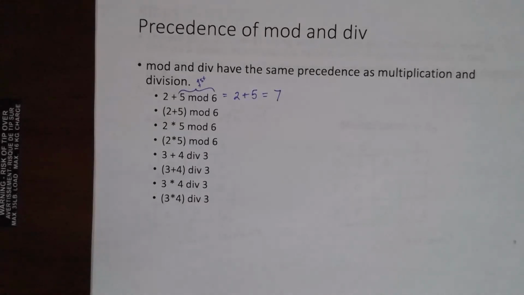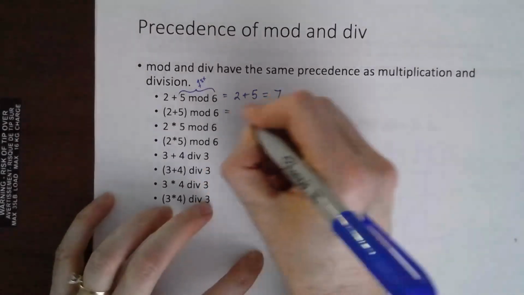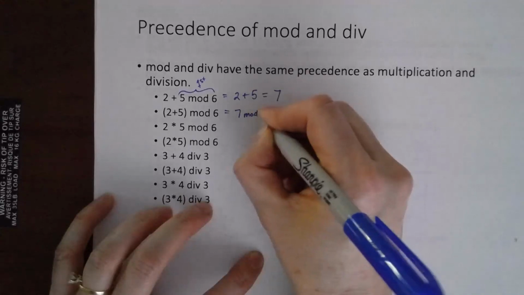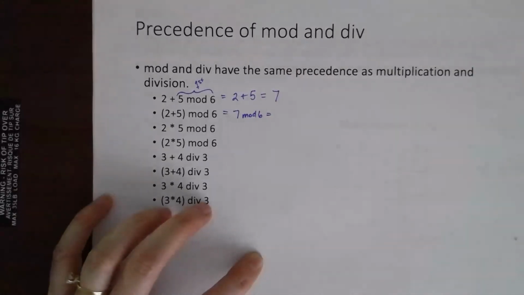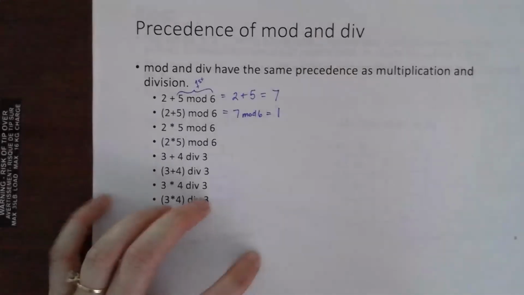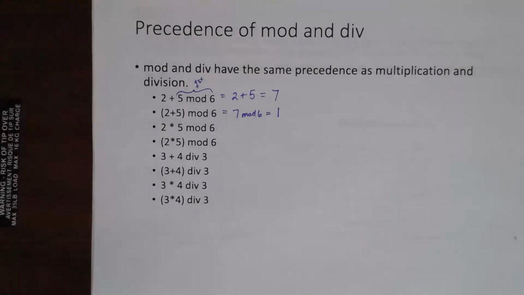However, if I put parentheses around the 2 plus 5, now my parentheses change the precedence. And so the 2 plus 5 is done first, and this will become 7 mod 6. And 7 mod 6 is 1. So parentheses are important. How many programs have you written where you didn't put parentheses and then it took you hours to debug it because you should have had parentheses there? Even if you know, just put parentheses.